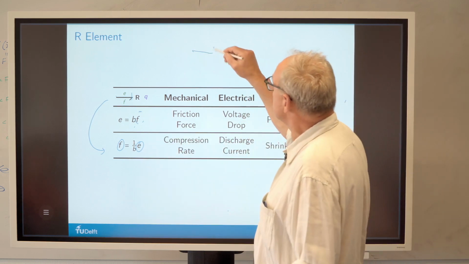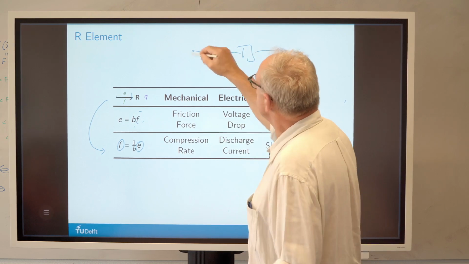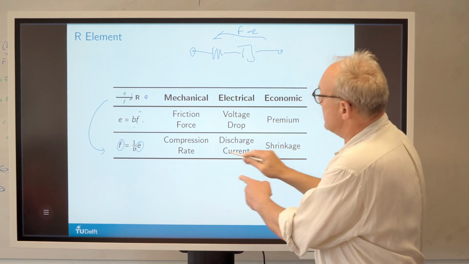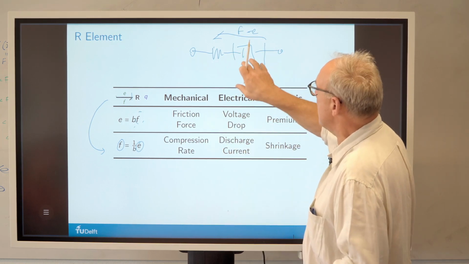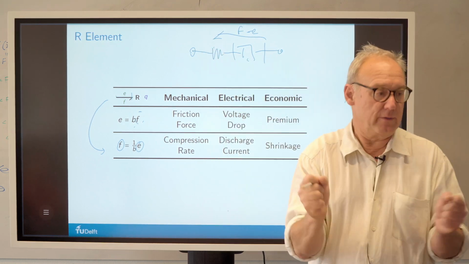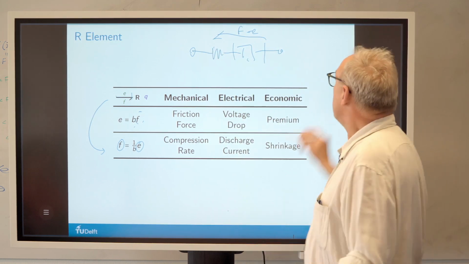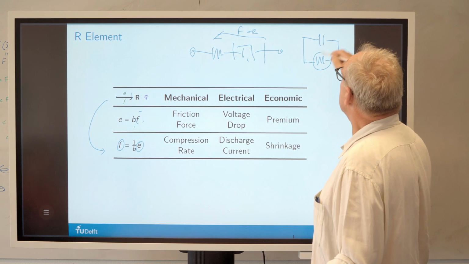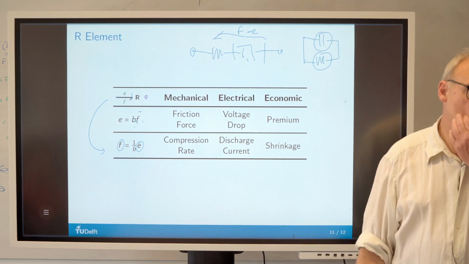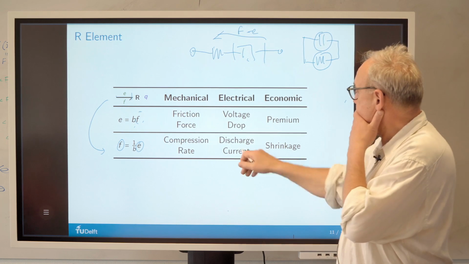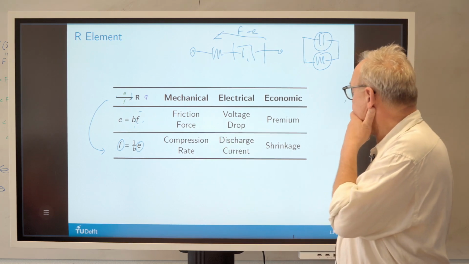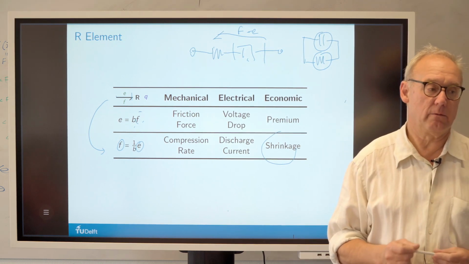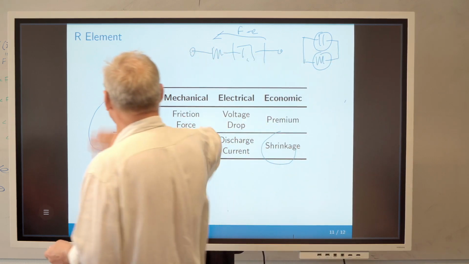So this is the situation where you have the spring and the damper put in series, right? So the force goes right through, that's the effort, and you'll see that what you'll get is the compression rate of the damper takes away from the compression of the spring. And in the electrical circuit, we saw that this resistor will discharge this capacitor, all right? So that's the discharge current or the compression rate, and that corresponds to the shrinkage of your inventory, okay? So this R element can do two things.